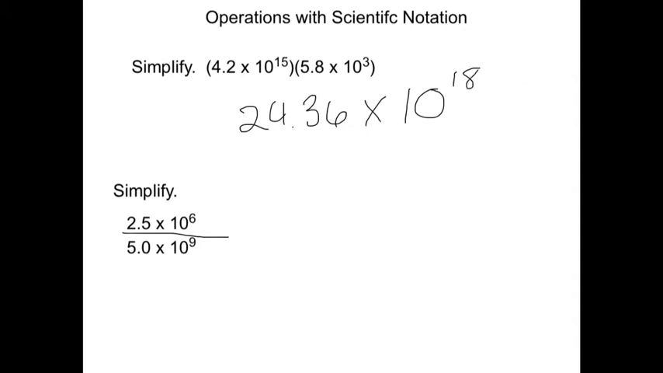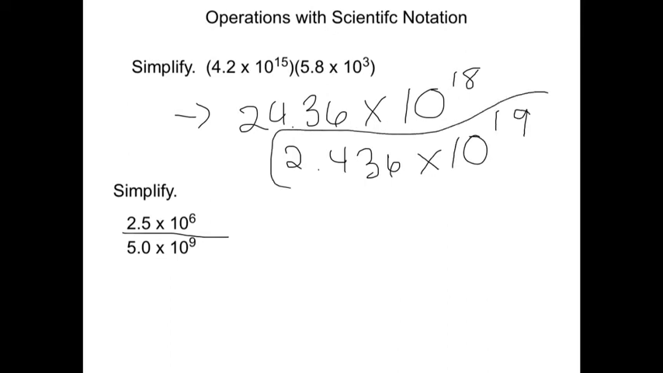That is not in scientific notation, though, because the first number that I got when I multiplied 4.2 times 5.8 is not a number between 1 and 10. The beauty of that number is I can move the decimal point 1 place to the left, which means that I am moving it 1 additional place to create a number in scientific notation. So my final answer would be 2.436 times 10 to the 19th.